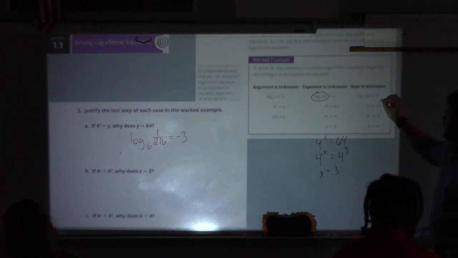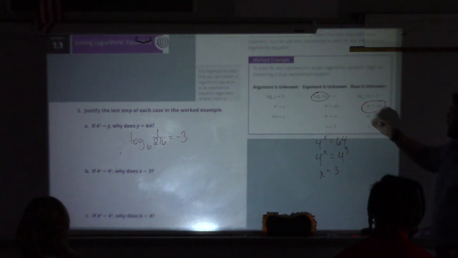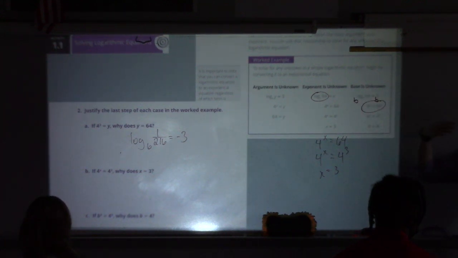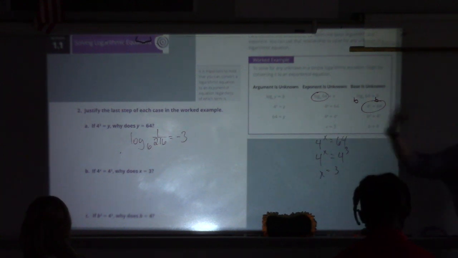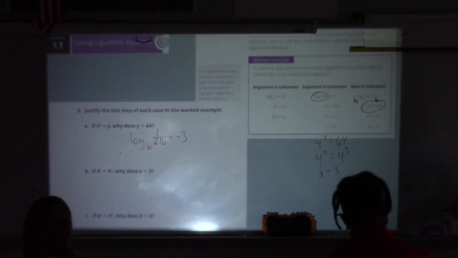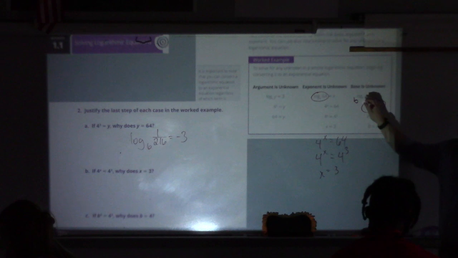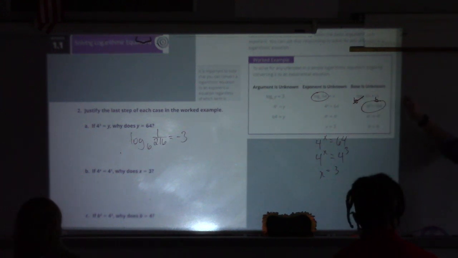Here, they got b cubed is equal to 64, right? We use our inverse, and the inverse of a logarithm is an exponential. So b raised to this log, those are inverses so they cancel, and that's how I get 64 equals b raised to the third.